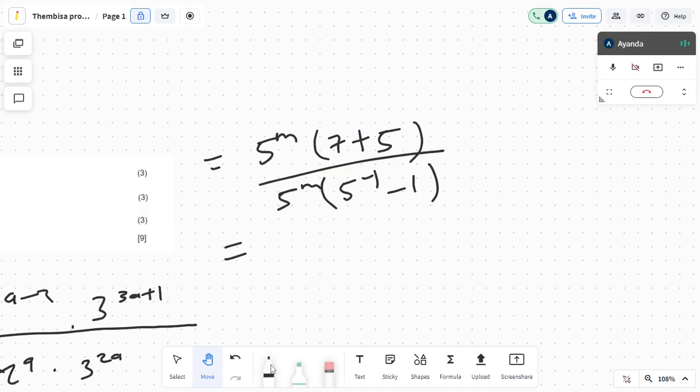So how are we going to simplify this? Well, 5 to the power of m and 5 to the power of m cancel each other out. 7 plus 5 gives us 12. And then we have 5 to the power of negative 1, which is the same as 1 over 5, minus 1.